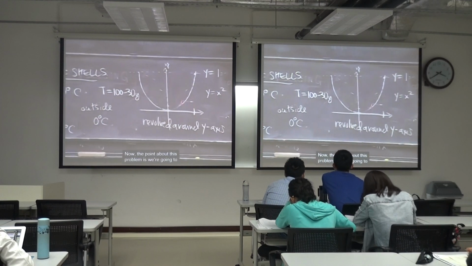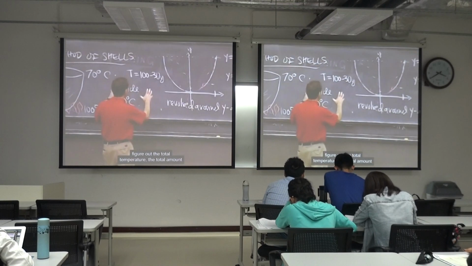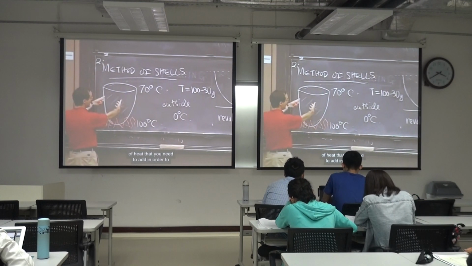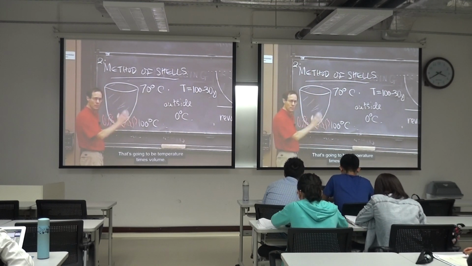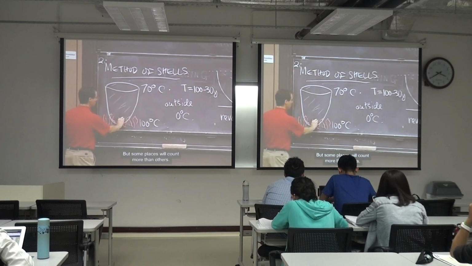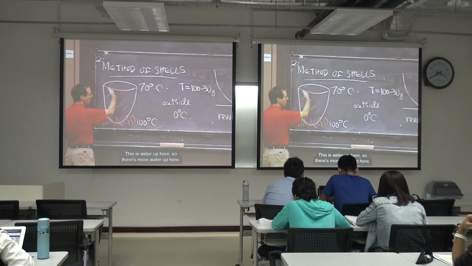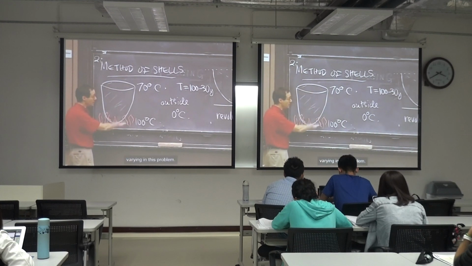Now, the point about this problem is we're going to figure out the total amount of heat that you need to add in order to heat this thing up. That's going to be temperature times volume. But some places will count more than others. These will be hotter, but there's less water down here. This is wider up here, so there's more water up here. So there are various things that are varying in this problem.